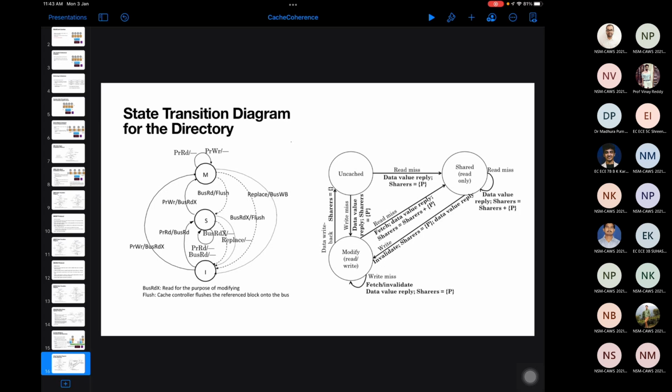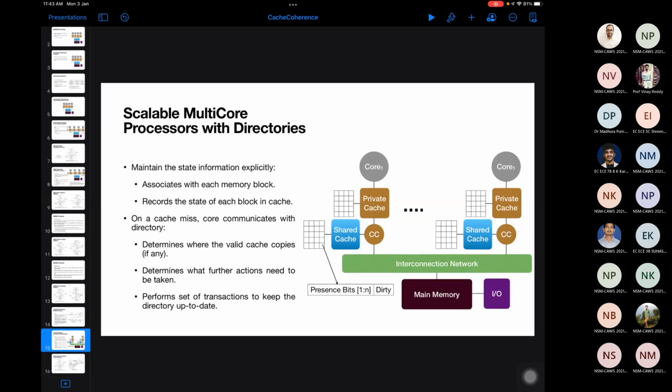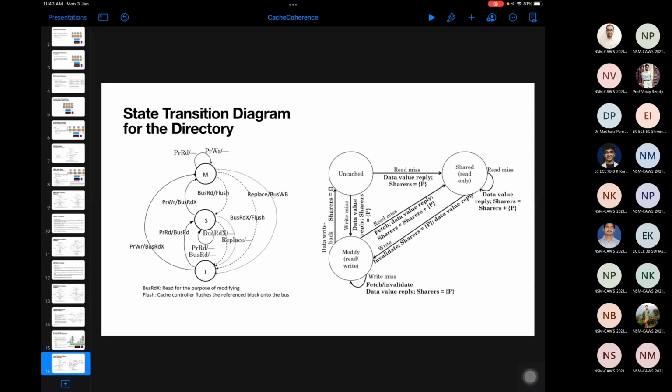And after that, if the block is in a shared state, let us say now core 2 or core 3, core 4, everyone is requesting the data. Everyone will come to the home node, that means a shared LLC, and everyone is getting the data, and everyone will be added to the sharers list. That is what is given, sharers equal to sharers plus P. Every time when the new sharer comes, we are going to keep adding. In other words, in the presence bits, we are going to set the corresponding bits to 1. That is what is happening in the shared state. There is a self loop for every read request.